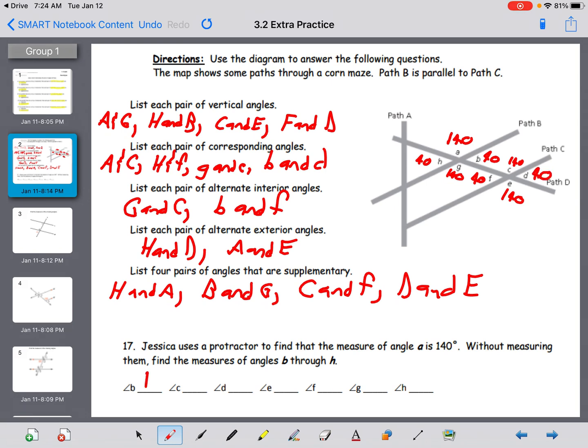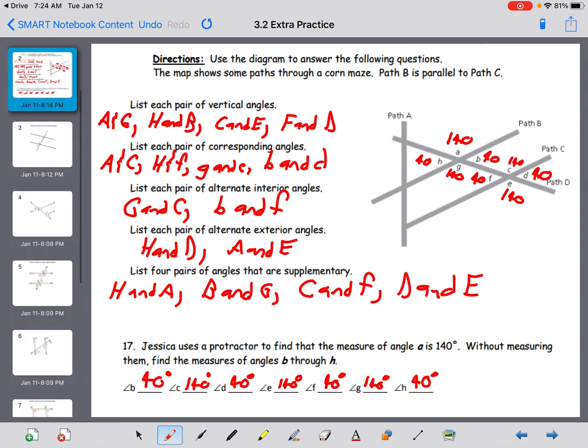So angle B is 40, angle C is 140, and these are all degrees. D is 40 degrees, E is 140 degrees, F is 40 degrees, G is 140, and H is 40.